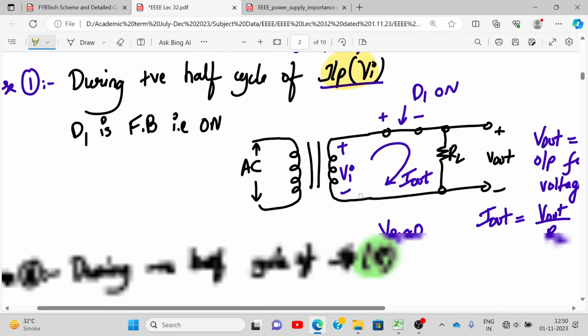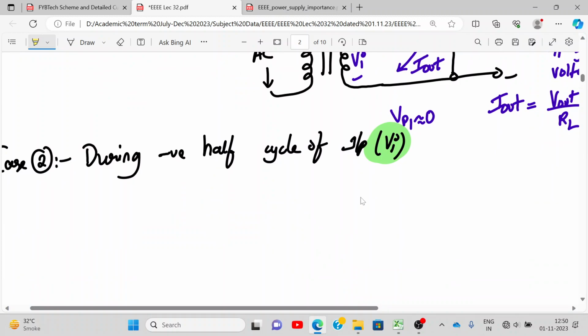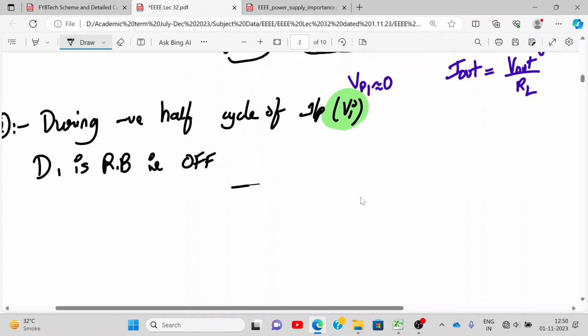Now draw the circuit again. We can write over here that the diode D1 is reverse bias, that is, it is off. Please don't write RB over here; I am writing it as short form. You write the full statement: diode is reverse bias, therefore it is off. Now if I draw the circuit again, how will it look? If they ask this question for 10 marks, explain the working, then you draw all the diagrams. If they ask for 5 marks, just draw the main diagram and explain. No need to draw this again.